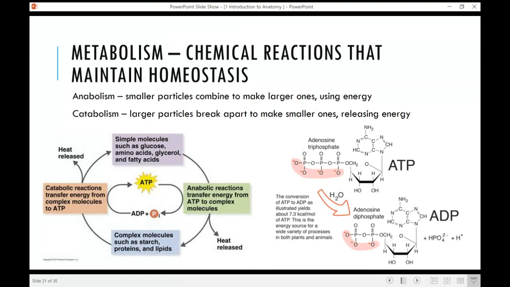So let me see if I can draw us a little picture here. Hopefully you can see this. Okay. And so if we have our adenosine and our phosphate groups, okay, adenosine triphosphate is adenosine and then our 3 phosphate groups, right? So you can see there's our adenosine and then 1, 2, 3 phosphate groups, right? And so what happens is we actually bind them together. We form bonds between the phosphate groups and the adenosine. And that's storing energy in here.